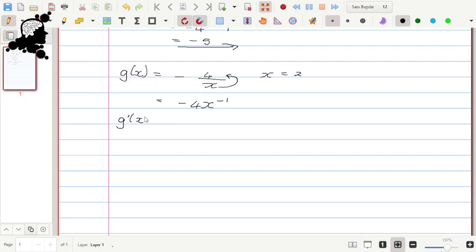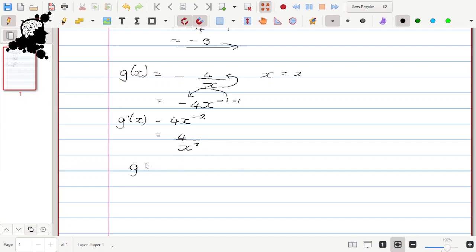So the derivative of g of x is going to be multiply exponent by coefficient. Negative 4 times negative 1 is going to give us positive 4x. Subtract 1 from exponent, we get negative 2. We can simplify this by writing it as 4 over x squared.